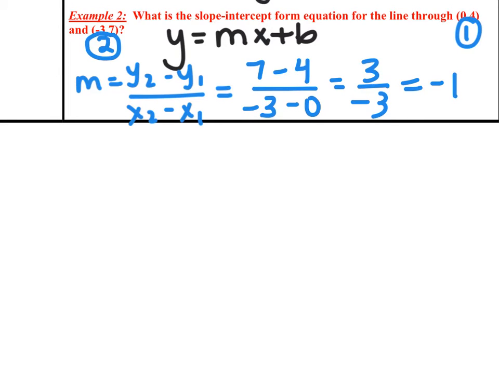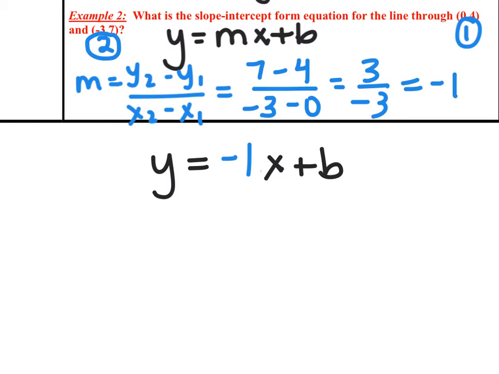We're going to do that by plugging in what we know and then solving for b, because you guys know how to solve equations. So I know I'm using y equals mx plus b. We know our m. It's -1. That's our slope.